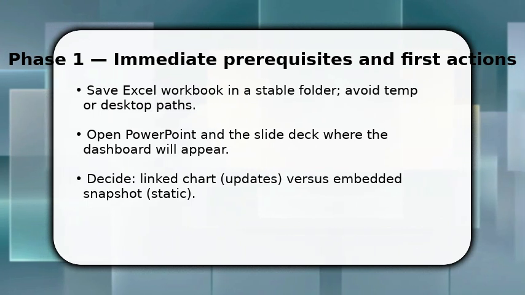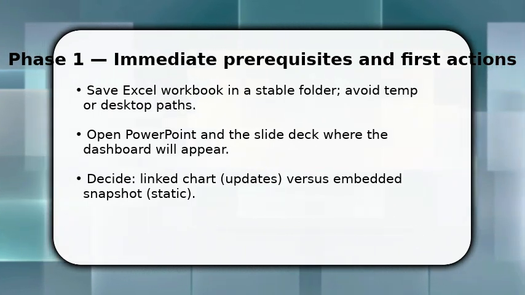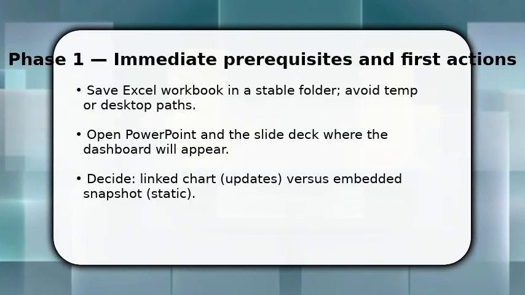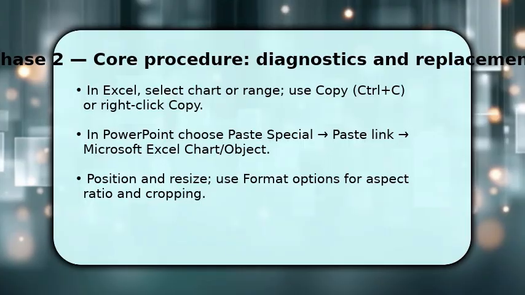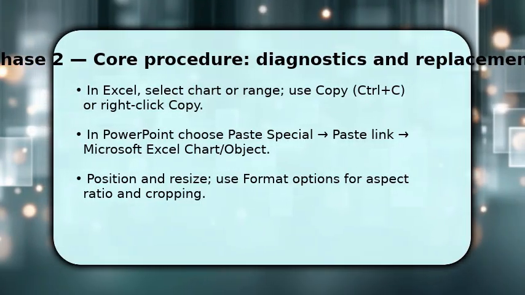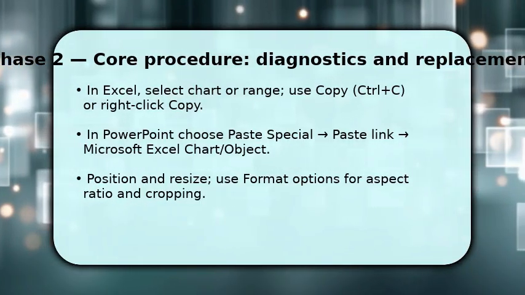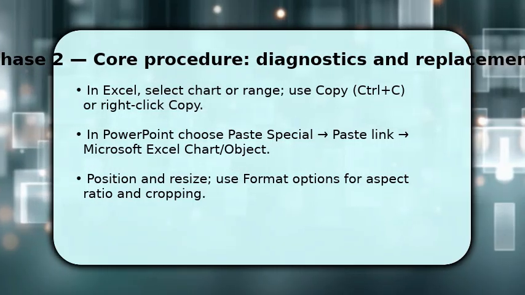Now you perform the linking action. In Excel, select the chart or range you want to appear, then copy. Switch to PowerPoint, choose the target slide, and use Paste Special. Select Paste Link and pick Microsoft Excel Chart or Worksheet Object. This creates a dynamic link so updates flow.